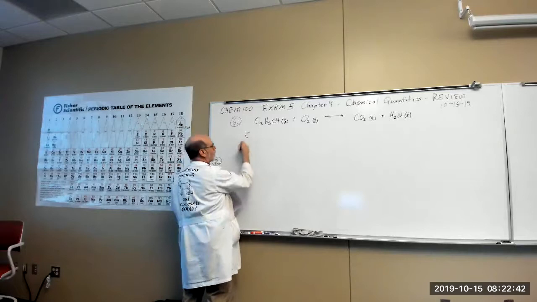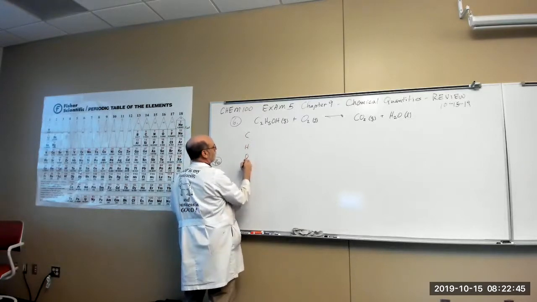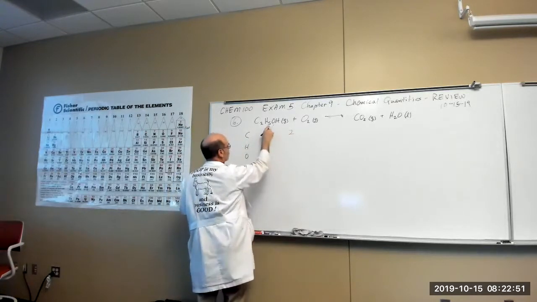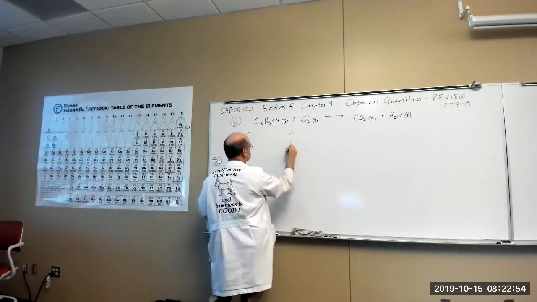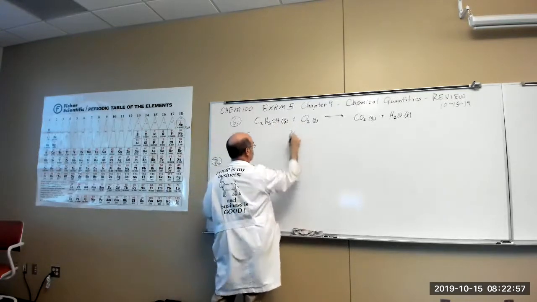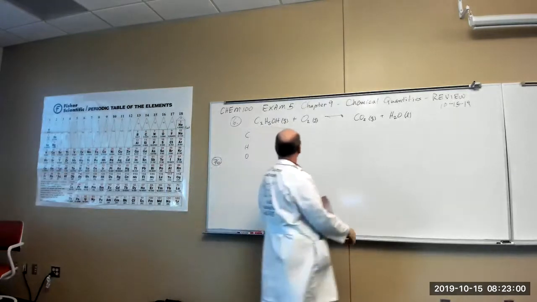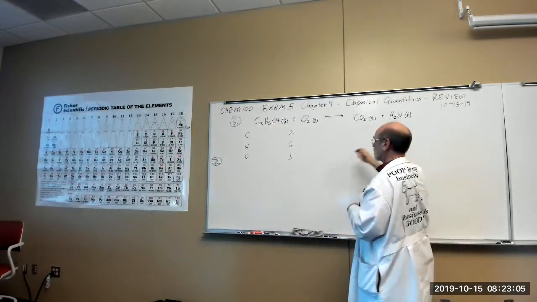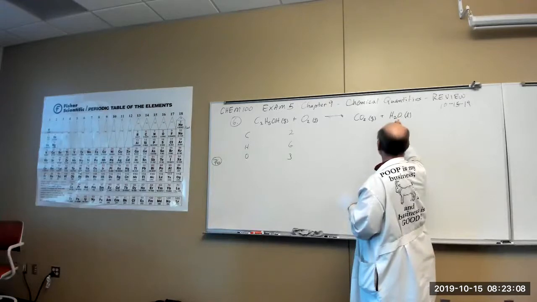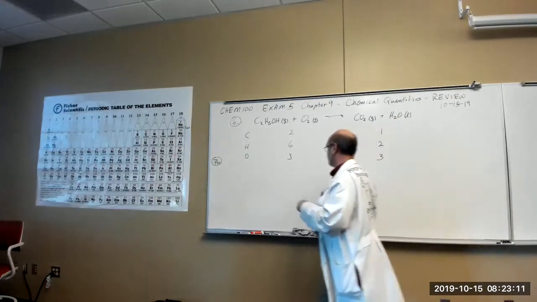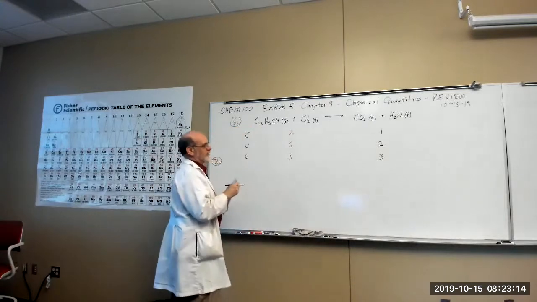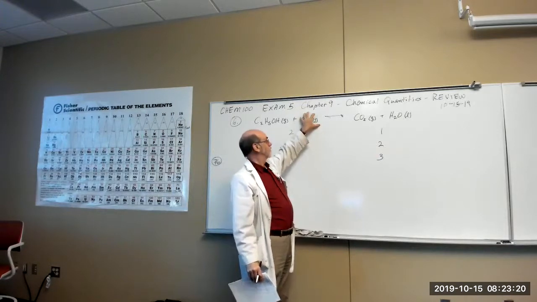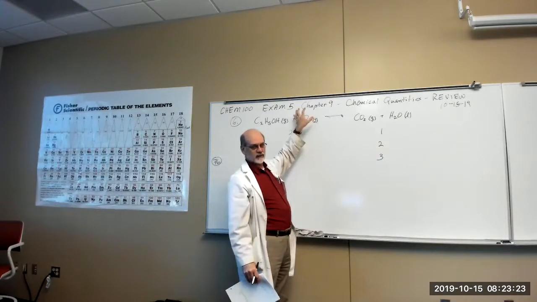Okay, we've got carbon, hydrogen, and oxygen. So on this side we have 2 carbons, 6 hydrogens, and 1 oxygen. On this side we have 1 carbon, 2 hydrogens, and 3 oxygens. Okay, remember we save oxygen for last because it's elemental. If we put a coefficient in front of this one, it only changes that one, so we hold it till the last.